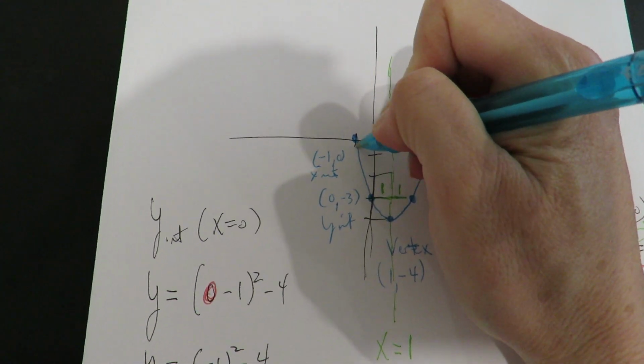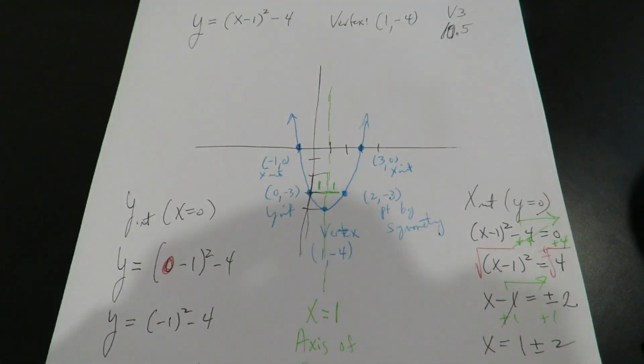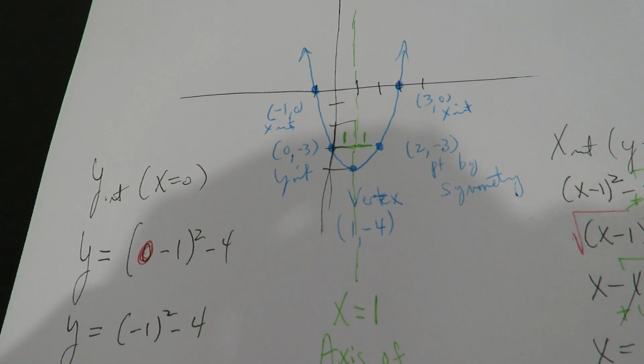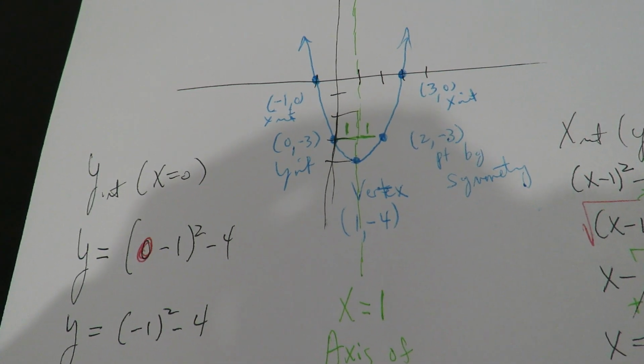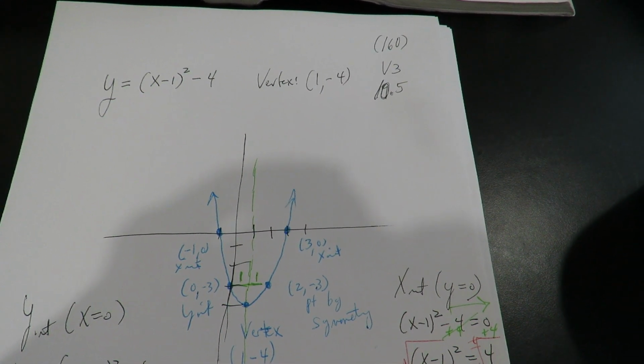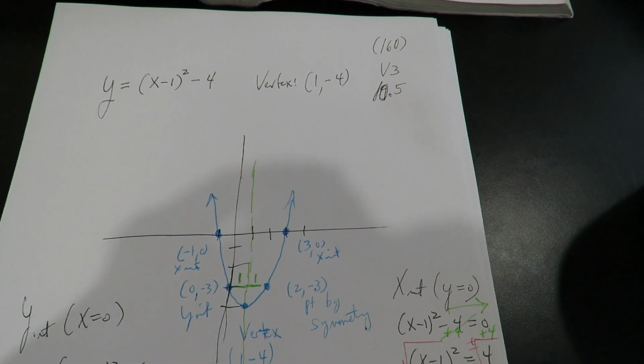Alright, so now I can draw the curve, the shape. And there we go. There's all the points. The two x-intercepts, the y-intercept, the point by symmetry, and the vertex. Okay, and again, the original graph had both a horizontal and a vertical shift.